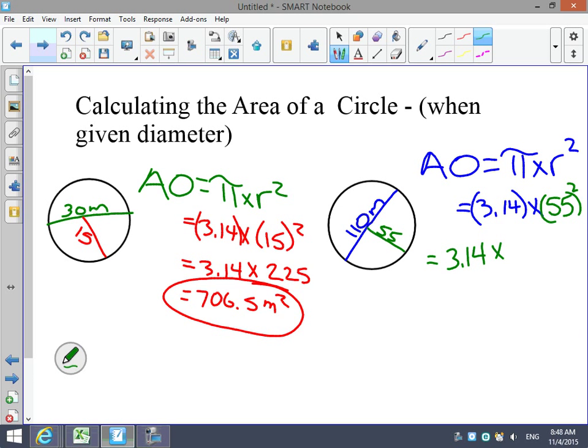3.14 times 55 squared. So that's 55 times 55. Please be careful not to just multiply it by 2. Simple mistake, but happens far too often. Multiply that by 3.14, and my final answer is 9,498.5 meters squared.